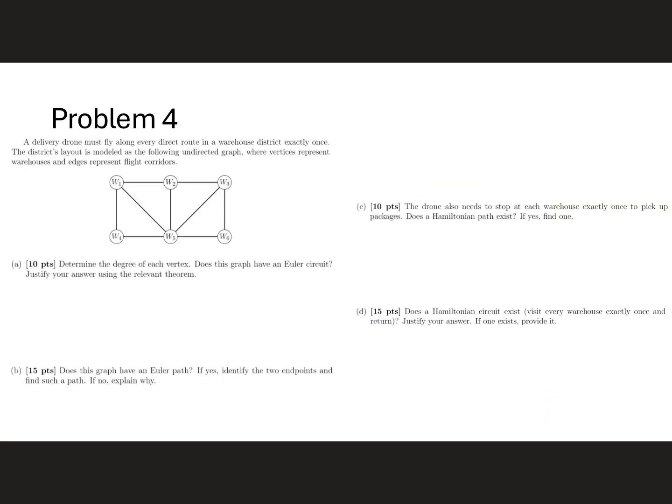Okay. A delivery drone must fly along every direct route in a warehouse district exactly once. A district layout is modeled as the following undirected graph, the one that we see right there, okay? Where vertices represent the warehouses, right? So these vertices are the warehouses, and the edges represent flight corridors. So these are the different connections. So you can go directly from this warehouse to this warehouse, or from this to this, and so on, right?